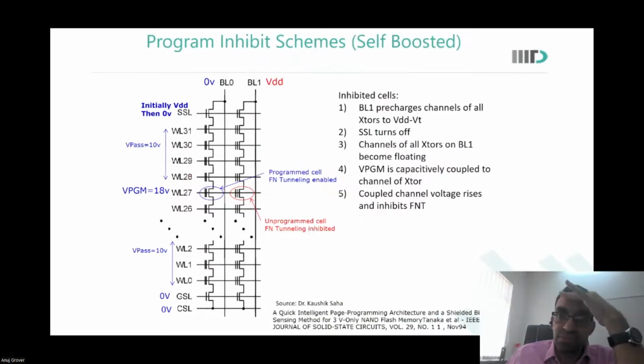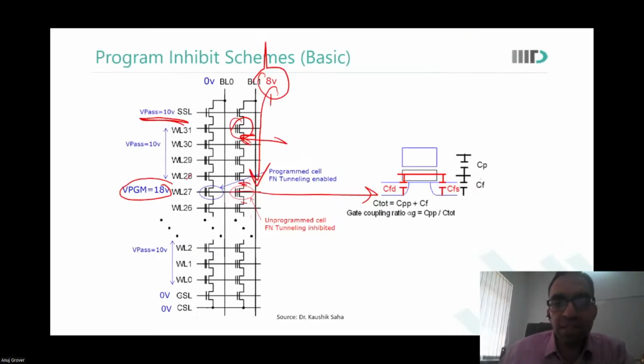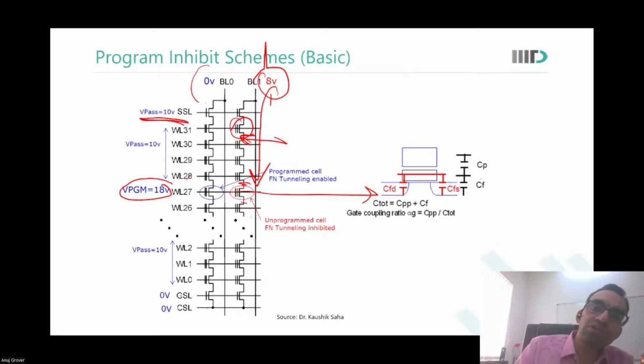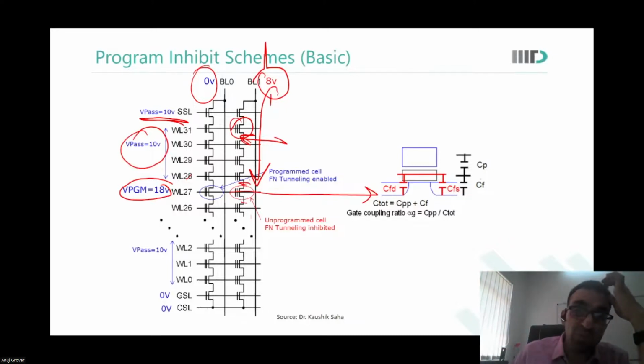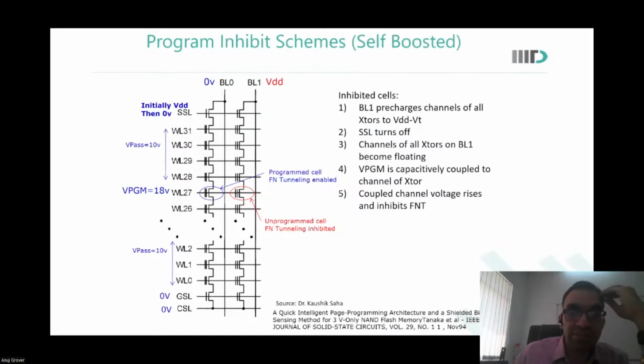Okay, that needs to be taken care of. Now that was one scheme where we had to apply, now how many voltages are we talking about? 0 volts, 8 volts, 10 volts, and 18 volts. 4 voltages we're talking about. It means 4 different voltage regulators. Can I do something else?